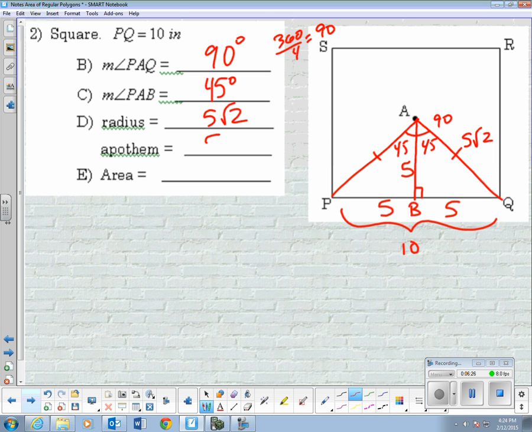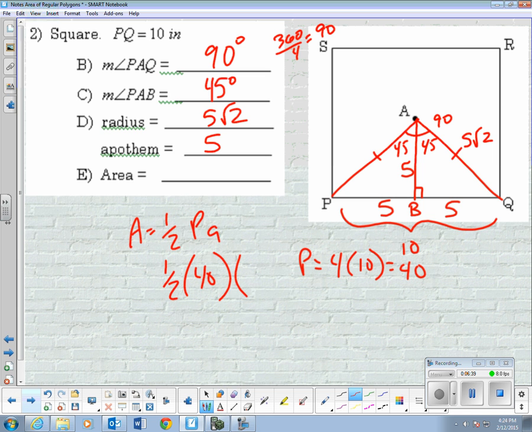Our apothem is 5. So if we do our perimeter work, our perimeter will be 4 times 10, which is 40. Our area is 1/2 perimeter times apothem. So that's 1/2 40 times my apothem, which is 5. And so that's 20 times 5, which is 100.